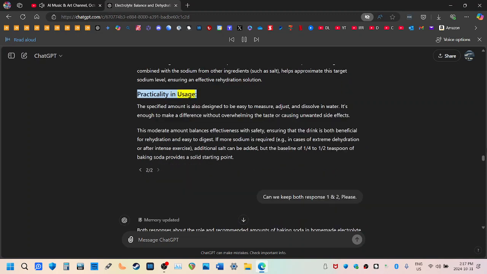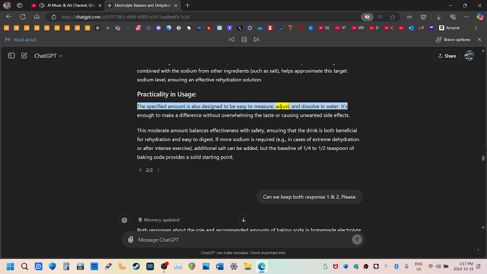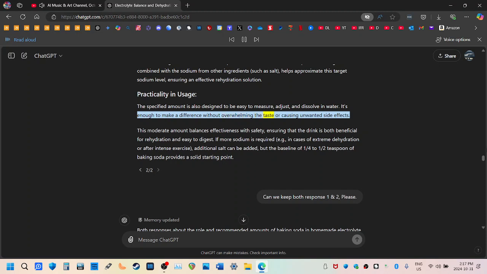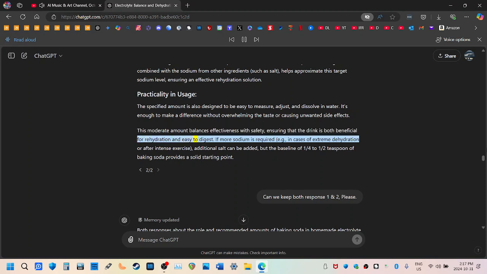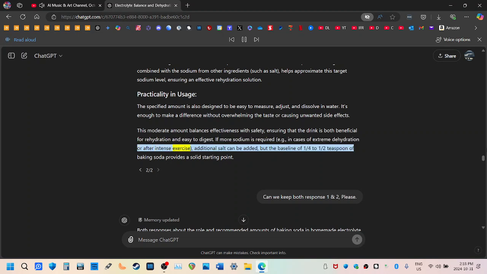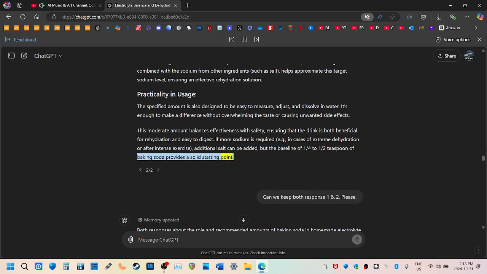5. Practicality in usage. The specified amount is also designed to be easy to measure, adjust, and dissolve in water. It's enough to make a difference without overwhelming the taste or causing unwanted side effects. This moderate amount balances effectiveness with safety, ensuring that the drink is both beneficial for rehydration and easy to digest. If more sodium is required, e.g., in cases of extreme dehydration or after intense exercise, additional salt can be added, but the baseline of 1/4 to 1/2 teaspoon of baking soda provides a solid starting point.